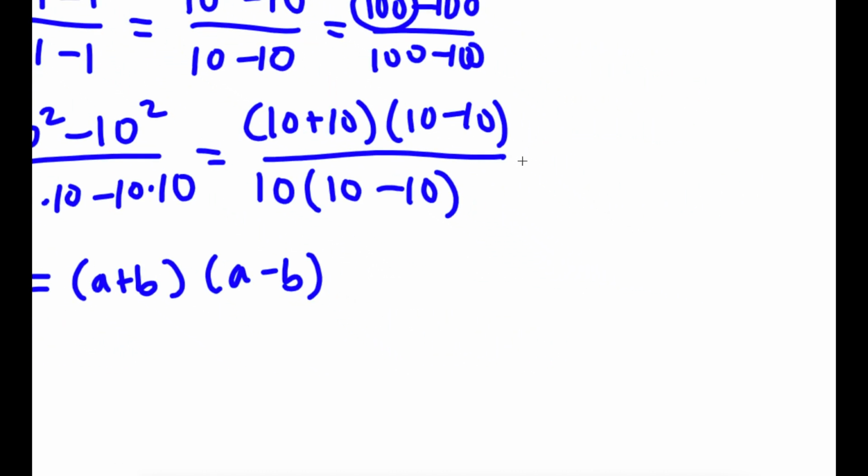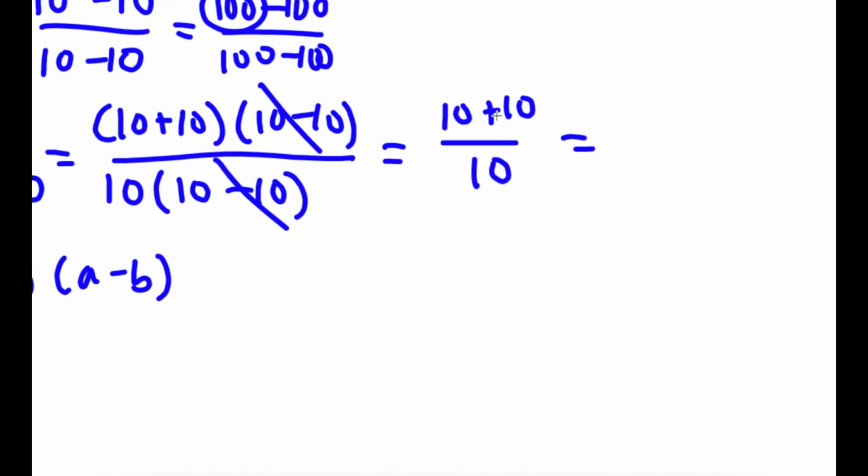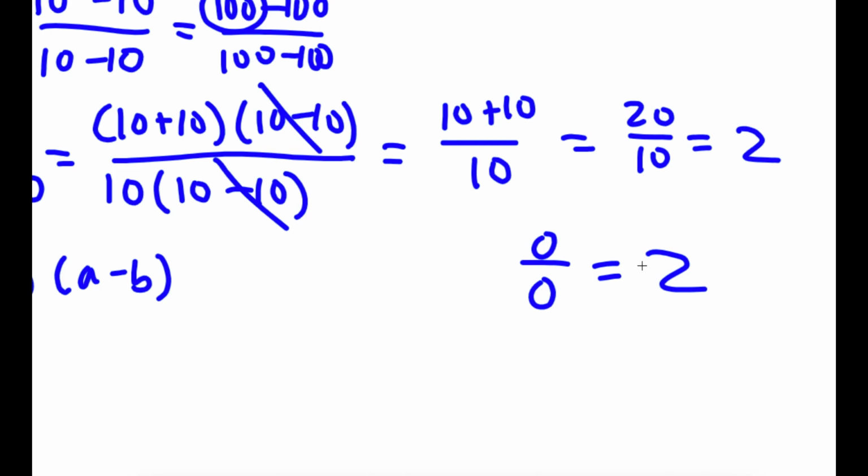So now I can actually go ahead and cancel these two 10 minus 10s out. So now I'll be left with 10 plus 10 over 10. 10 plus 10 is 20, so I have 20 over 10, which is equal to 2. So I just proved that 0 over 0 is equal to 2.